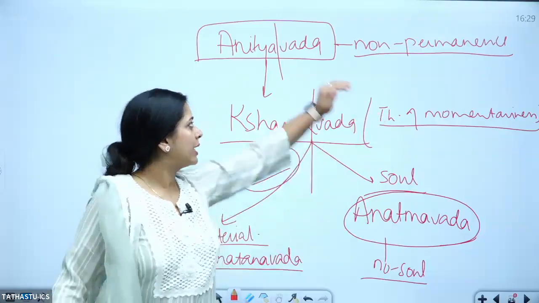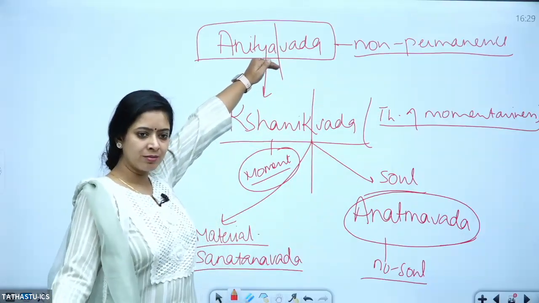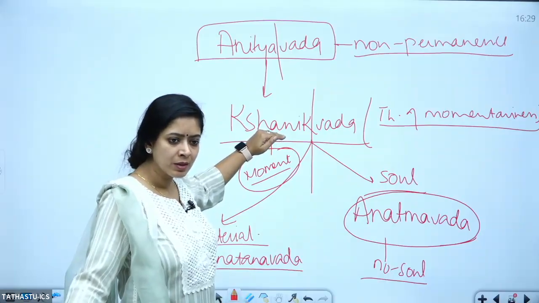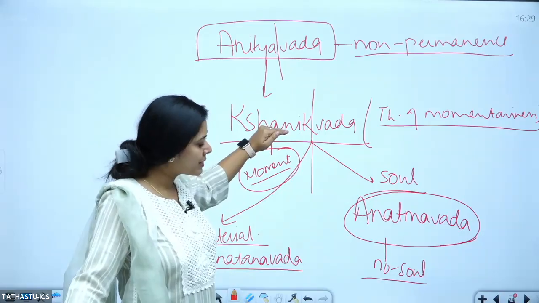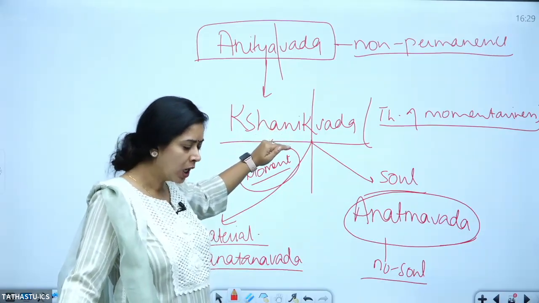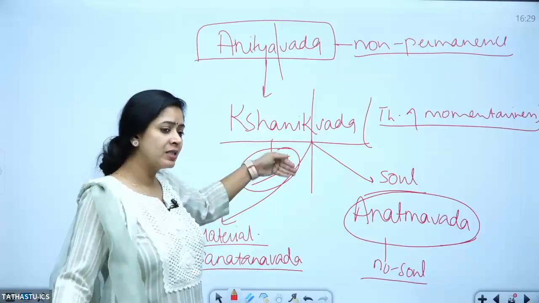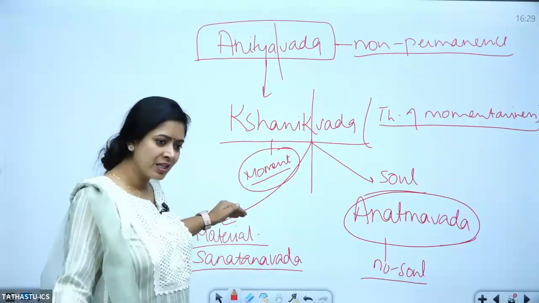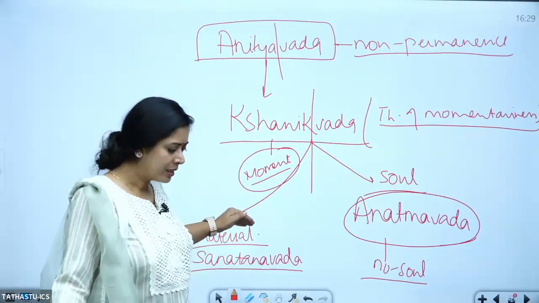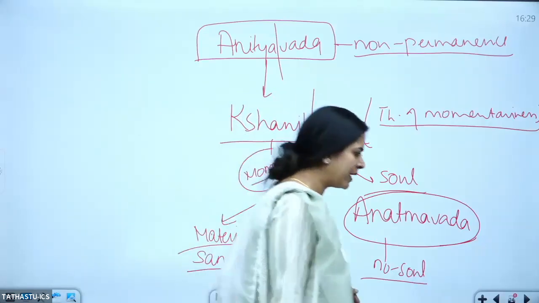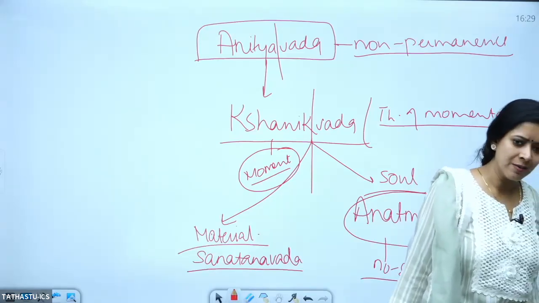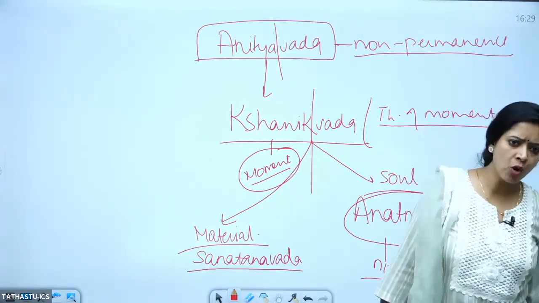So Anityavad, nothing is permanent, leads to Kshanikvad. Kshanikvad means theory of momentariness. Things exist for a moment. When they say things exist for a moment, when they say material things, it leads to Sanatanvad. That things exist for a moment, but they appear permanent. This chair appears permanent because there is a continuous flow.